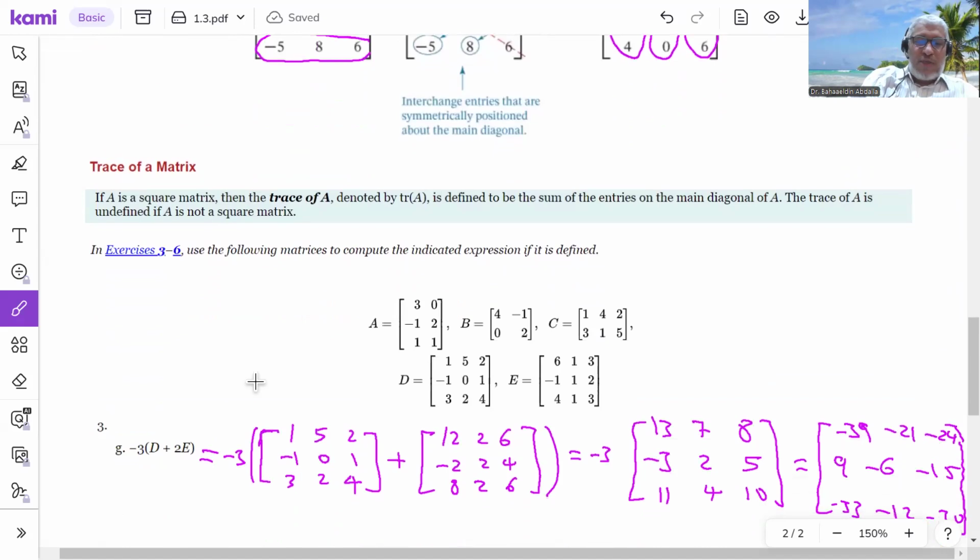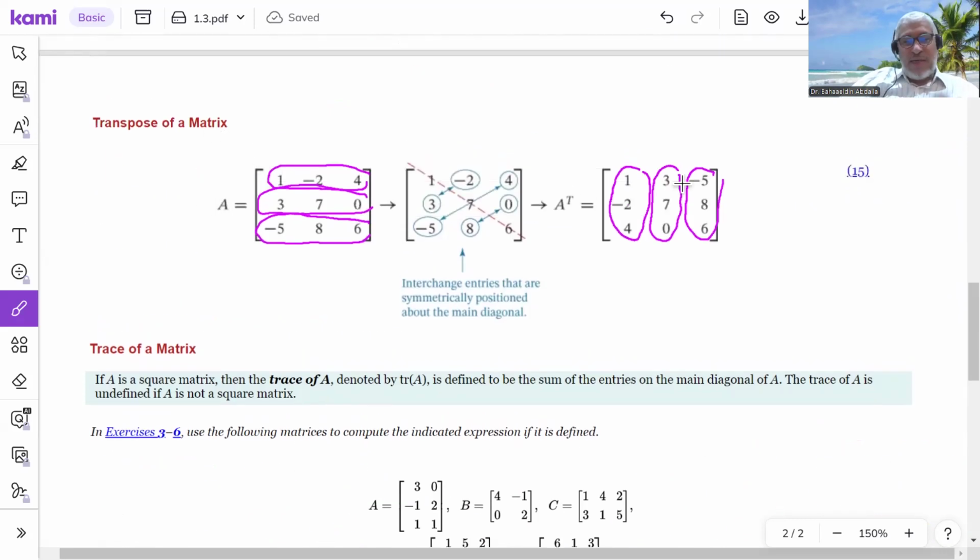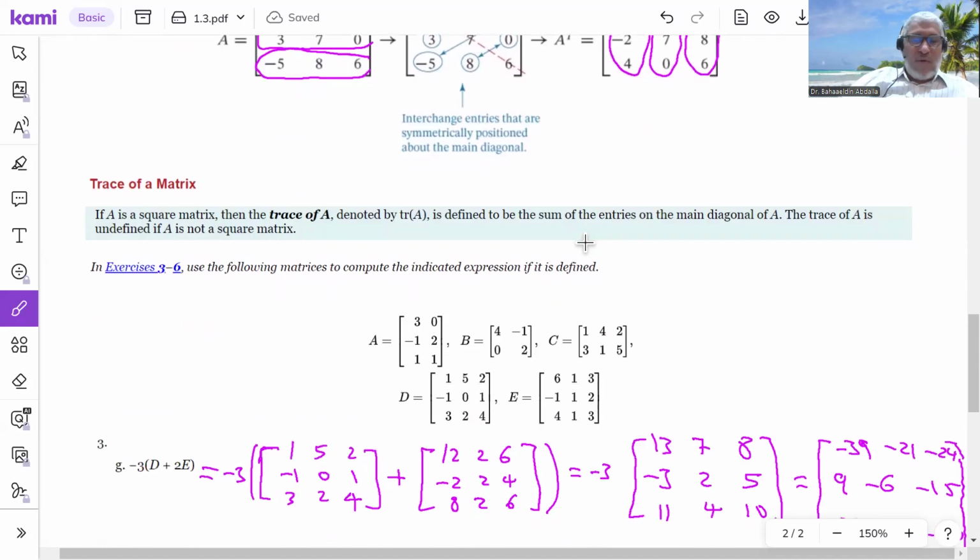The last point in this section would be the trace. How to find the trace of a matrix. Notice that the transpose of a matrix is another matrix, while the trace of a matrix is a number. And the matrix here must be a square matrix. So there is no trace of A, for example, here. I cannot find the trace of A here, or C, but I can find the trace of B, D, and E. The trace is defined to be the sum of the entries on the main diagonal of A. So add the entries on the main diagonal.